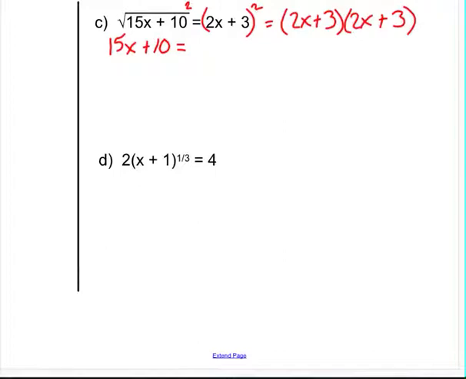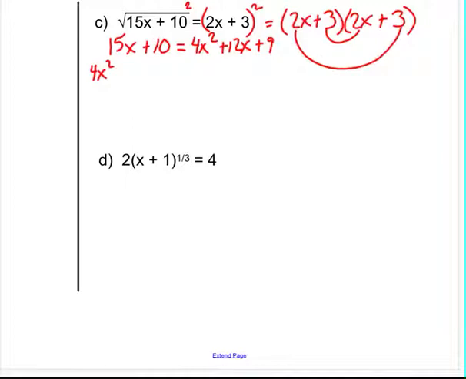So the 2x times 2x gives us 4x squared. And then I do this at the same time. 6x plus 6x gives me 12x. And 3 times 3 gives me 9. Now whenever you have an equation with a square and a regular x, it's a quadratic equation. You have to set it equal to 0 before you can solve. So I'm going to rearrange this because I like to see my squares on the right-hand side. So I'm really going to be subtracting the 15x and subtracting the 10, but I'm going to write it with my 4x squared first.